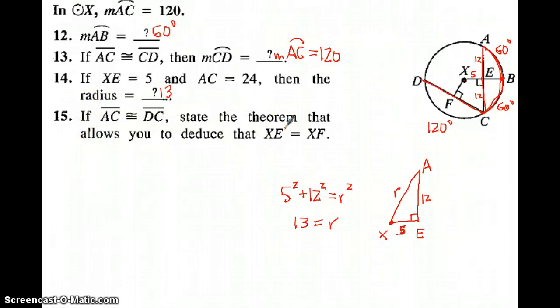State the theorem that says that the distance from X to E is the distance from X to F. You know what? I don't think I'm ever going to make you do that on the test. The thing to remember here, as you go through these and you find review problems or whatever, is just basically remember, though, that this implies that those things are congruent.